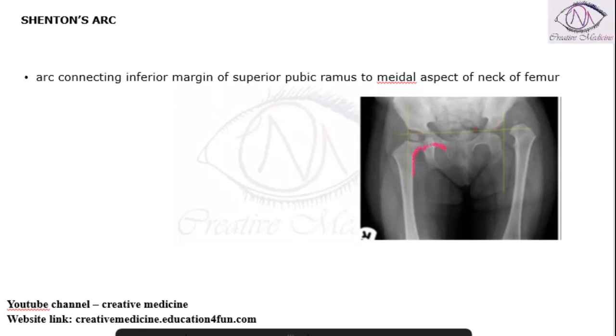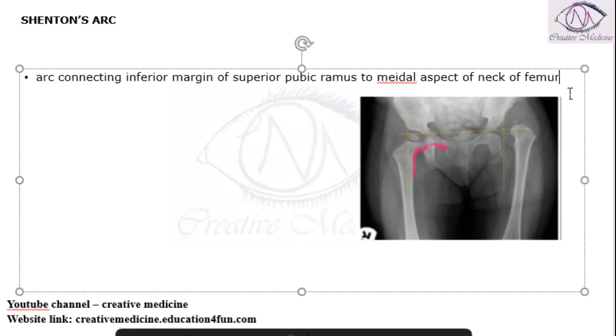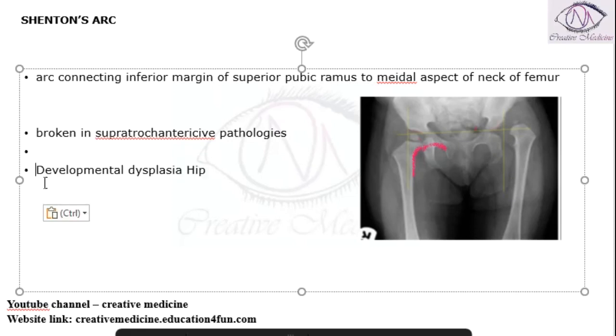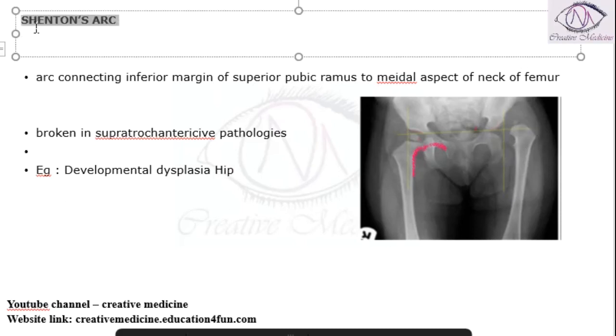So where is it broken? This Shenton's arc is actually broken whenever there is supratrochanteric pathology. See here, the Shenton's arc is broken in supratrochanteric pathologies. Like it is broken in developmental dysplasia of the hip. You will see that the Shenton's arc is broken. So this side the Shenton's arc is broken.